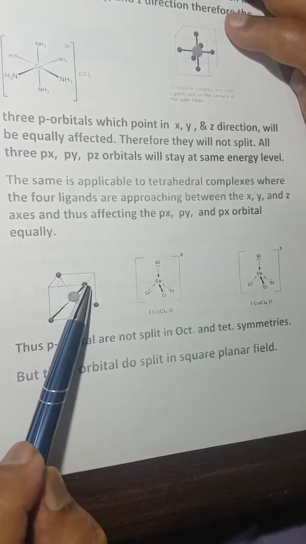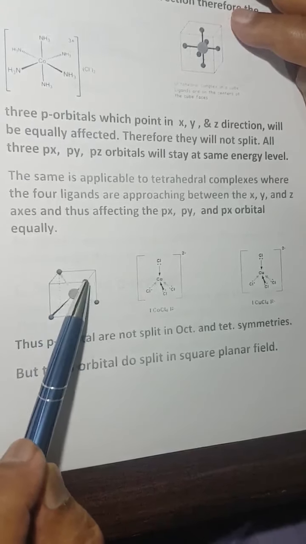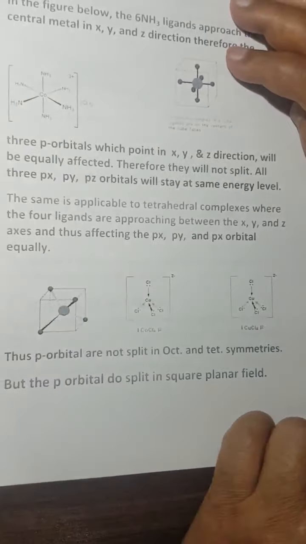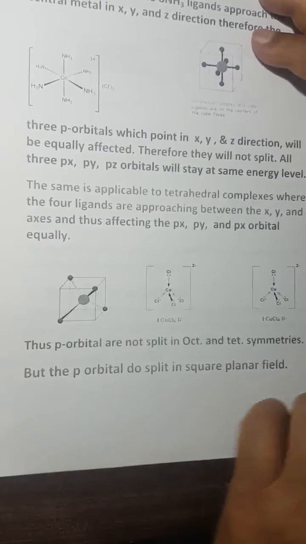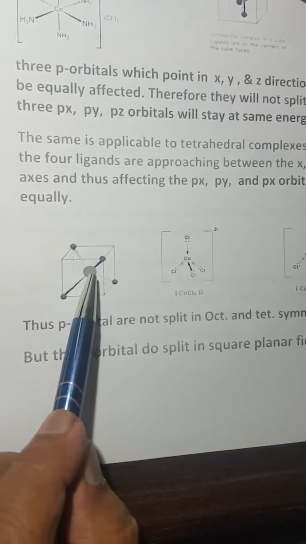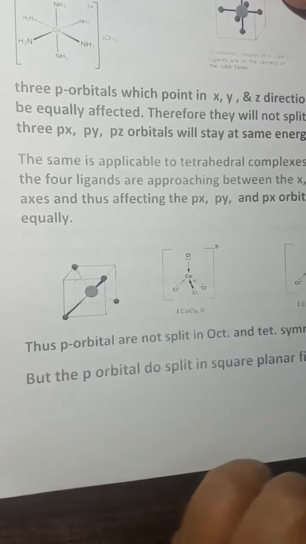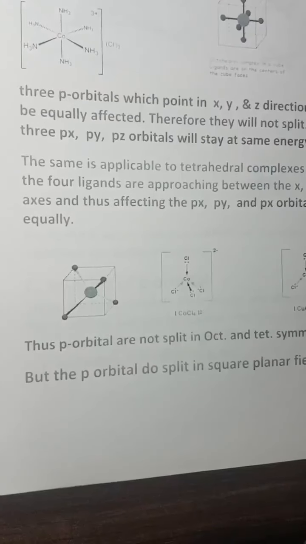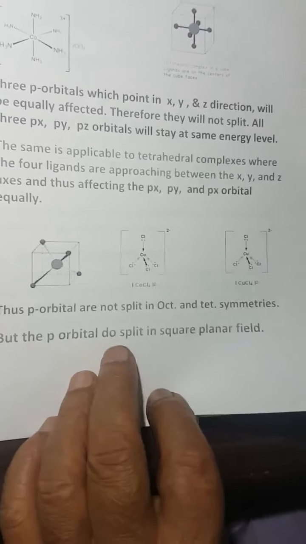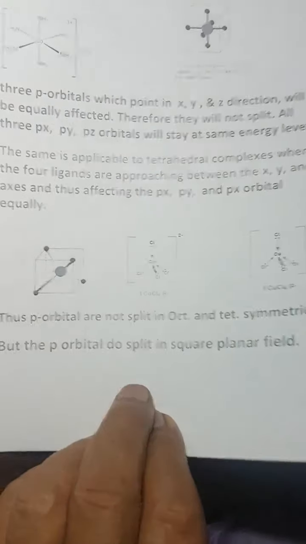Now you can see here this ligand, this is x axis and this is z axis, and all these four are affecting the p orbitals which are in x, y, and z direction. So they are being affected equally. So the p orbitals are not split in octahedral and tetrahedral symmetry, but p orbitals do split in square planar. I will explain in a minute.